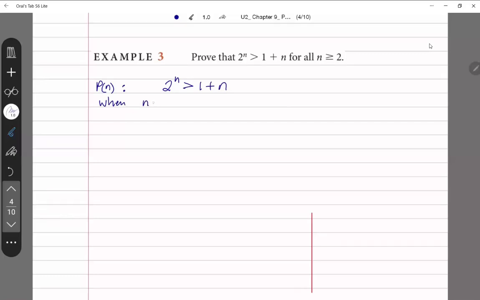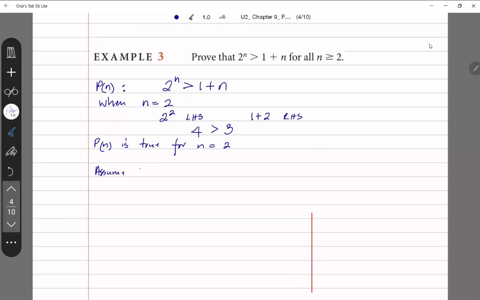Then I'm going to say when n is equal to 2, I'm going to get 2 to the 2 on the left hand side. And on the right hand side, I'm going to get 1 plus 2. So over here, I'm going to get 4 is greater than 3. So Pn is true for n is equal to 2.